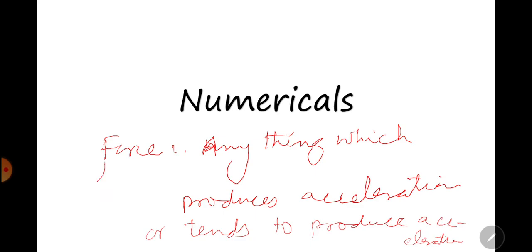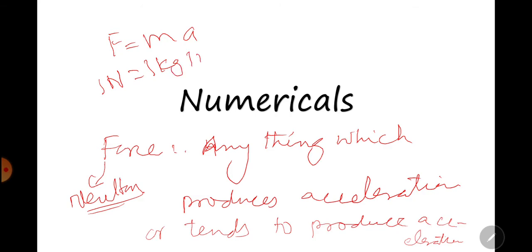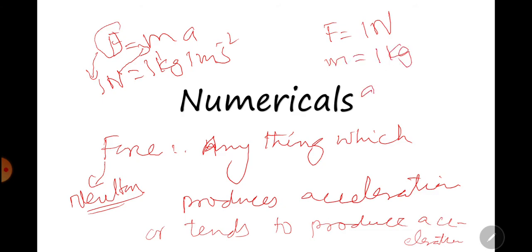The unit of force is Newton and can be defined as we know that F is equal to ma, so 1 Newton is 1 kilogram meter per second square. The force is said to be 1 Newton if it acts on a body of mass 1 kilogram and produces an acceleration of 1 meter per second square.